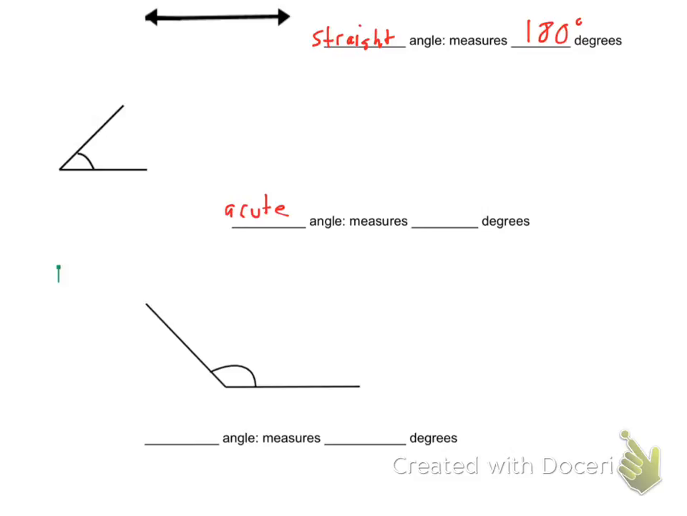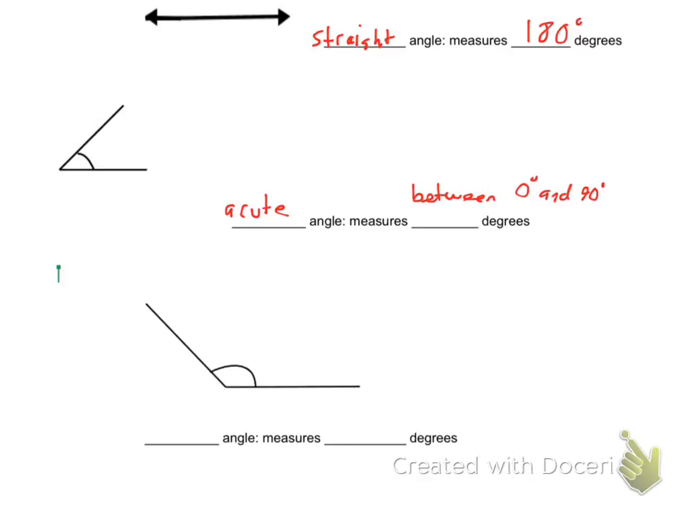And it measures what? Less than 90, but also greater than 0. So we're going to say between 0 and 90 degrees. If you can squeeze that in there, go ahead. If you can't, oh well. There's enough room, I think, in there.